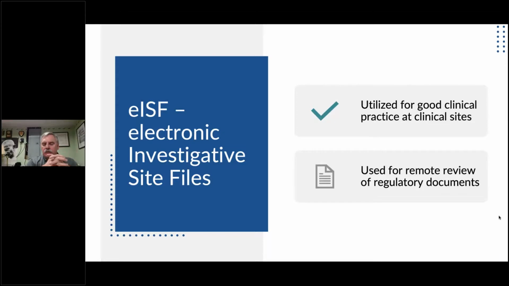At the site level, when you're doing a trial, there are the electronic investigator site files. These are binders and a bunch of folder structures for actually capturing the data at the individual sites. Those are then going to feed up into the eTMF.